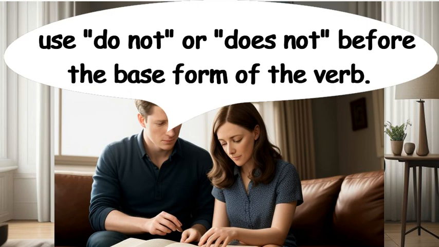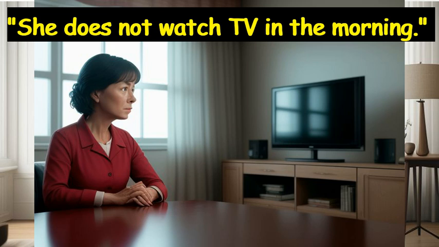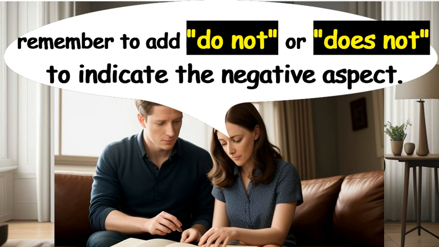When creating negative statements, we typically use do not or does not before the base form of the verb. For example, I do not eat meat, or she does not watch TV in the morning. So, it's important to remember to add do not or does not to indicate the negative aspect.